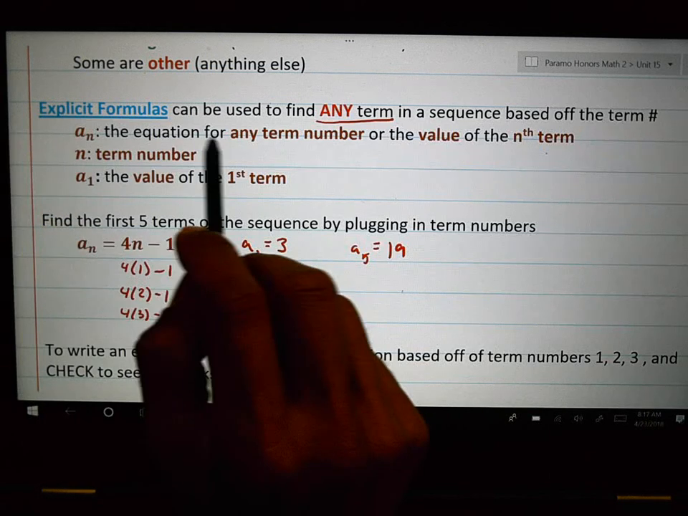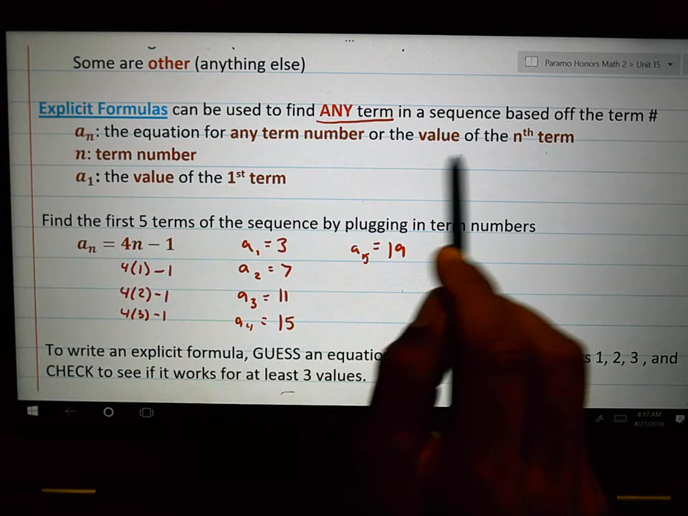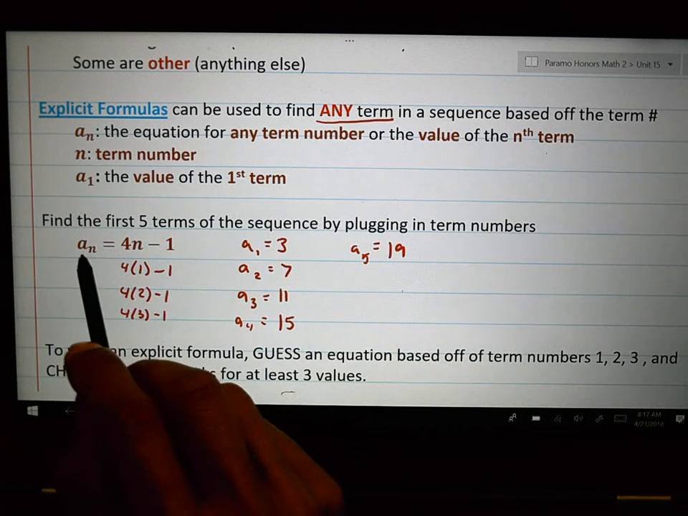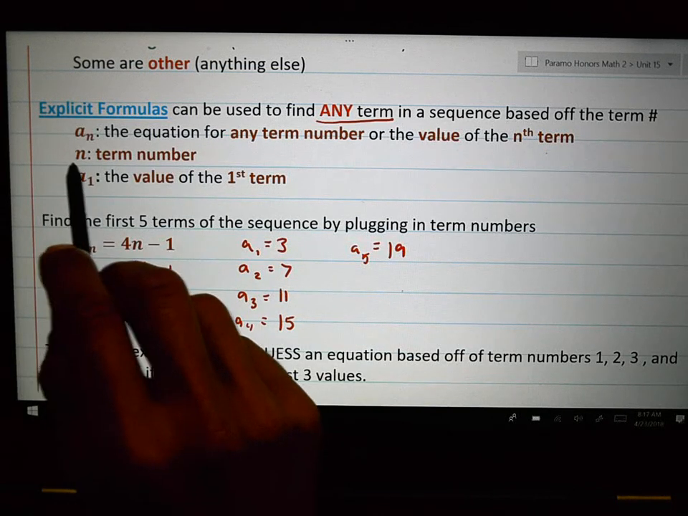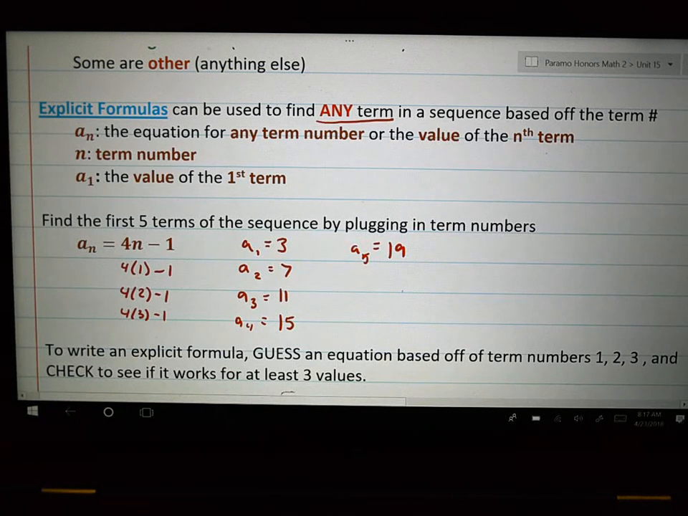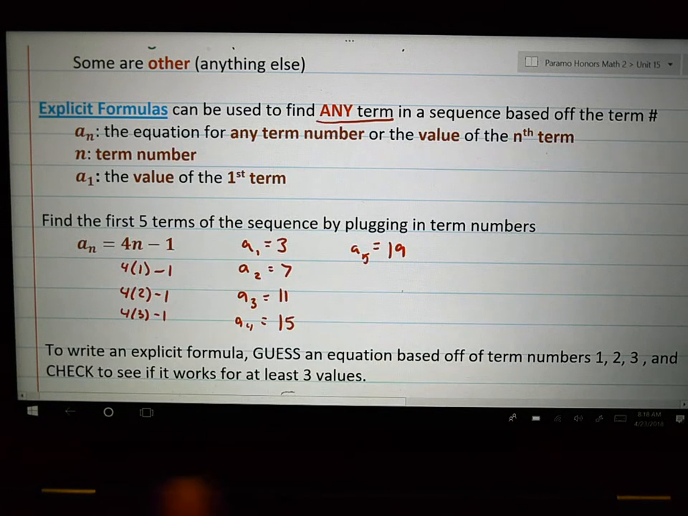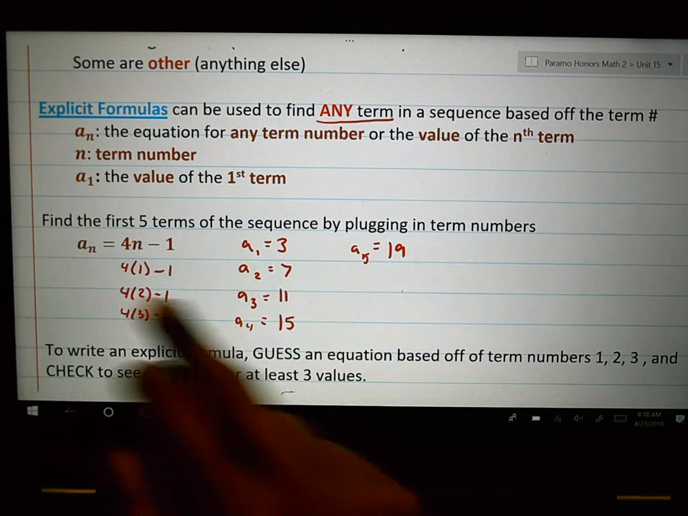Anyways, A of n can find any term number. So A of n is the equation or the value of the nth term, where n is the term number. Like, I can plug in 1 for n, and that is the first term's value. Or if I want to plug in 4 for n, that's the fourth term's value. I'm hoping that makes sense to you. This is how you're going to use it.